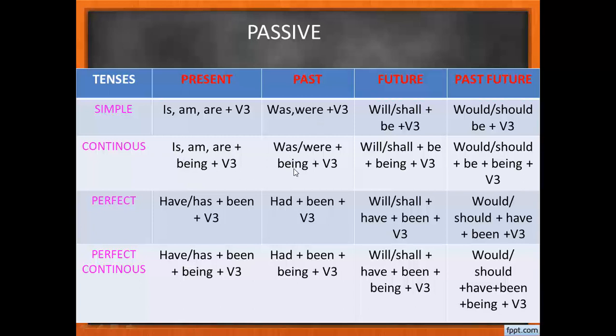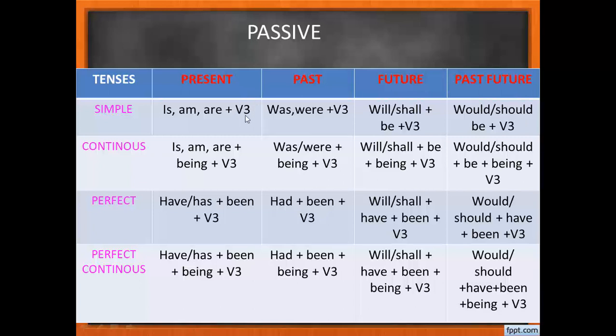Yeah, past tense is the same like this: was or were plus being plus verb 3. Perfect: has or have, plus verb 3, plus been, plus verb 3. And then present perfect continuous: have or has plus been plus being plus verb 3. The same, all of this one.